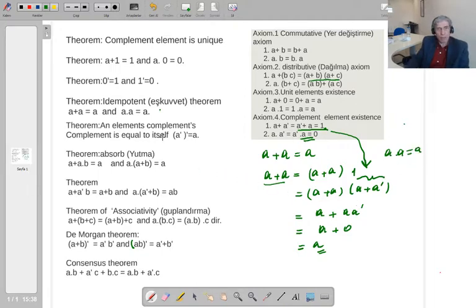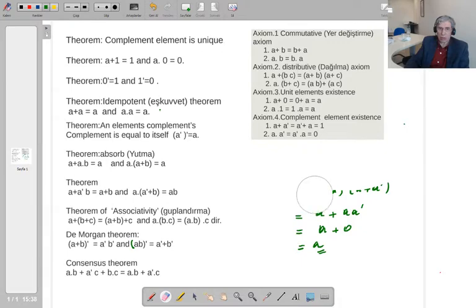I leave this one to you. You could do it on your own. If you are in trouble, you can look at the logic circuits notes. Although they are in Turkish, you could still use them because there's mathematics in there, so you can follow that. By following that, you could see the proof.